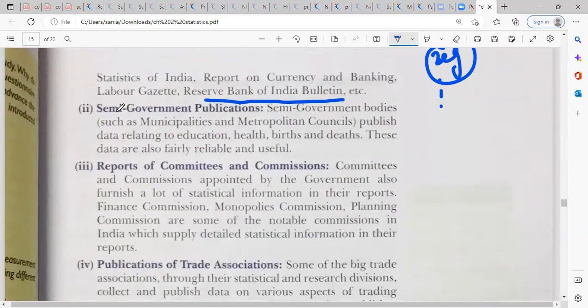Now second is semi-government publication. Semi-government bodies such as municipalities and metropolitan councils publish data relating to education, health, birth and death. These data are also fairly reliable and useful. Semi-government means they are partially controlled by the government, not fully controlled. Here you have to write everything.